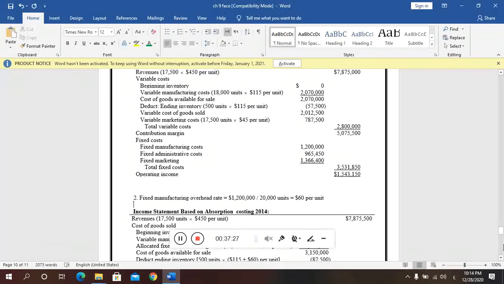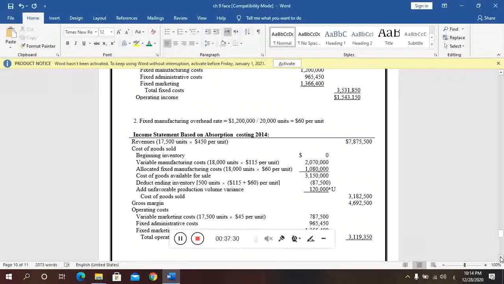After that we have to prepare the income statement under absorption method. As we said before, I have to differentiate here between the units produced and the budgeted. It was budgeted to produce 20,000 units, and the actual production during the year was 18,000 units. So we used the fixed manufacturing overhead cost that was 1,200,000 because we budgeted that we will produce 20,000 units. So the rate will be $60 per unit. So the fixed cost per unit is $60 per unit. So we will solve the income statement.